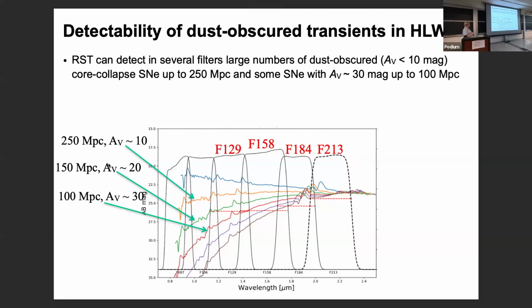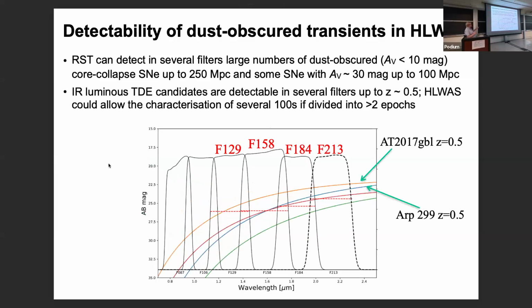So we see that if there is 30 magnitudes of extinction, so extremely high extinction that we might get in LIRGs and ULIRGs, we would still be able to detect such a supernova at 100 megaparsecs, so only very nearby galaxies. However, we should be sensitive to supernovae with up to 10 magnitudes of extinction to 250 megaparsecs. So it means that there is actually a fair number of supernovae to be observed if this was possible with Roman.